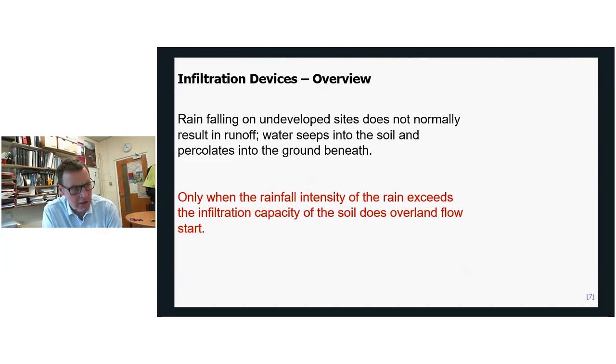So, infiltration devices. Rain falling on undeveloped sites does not normally result in runoff. Water seeps into the soil and percolates to the ground beneath. That's really what infiltration devices are about, and if you remember back to class 6B, we talked about permeable surfaces, and the focus of them is infiltration.